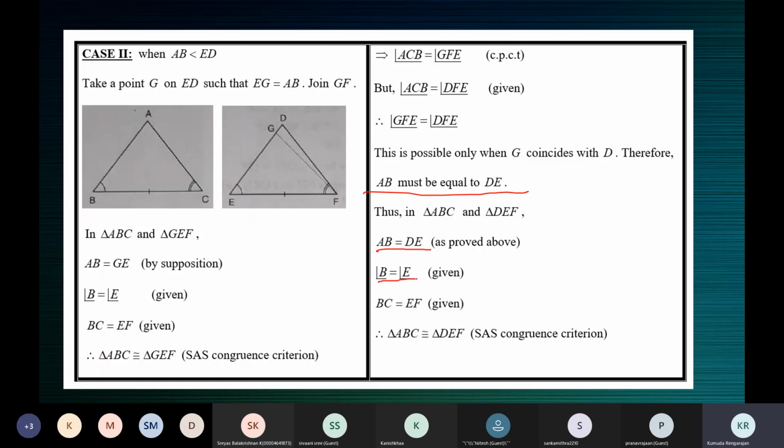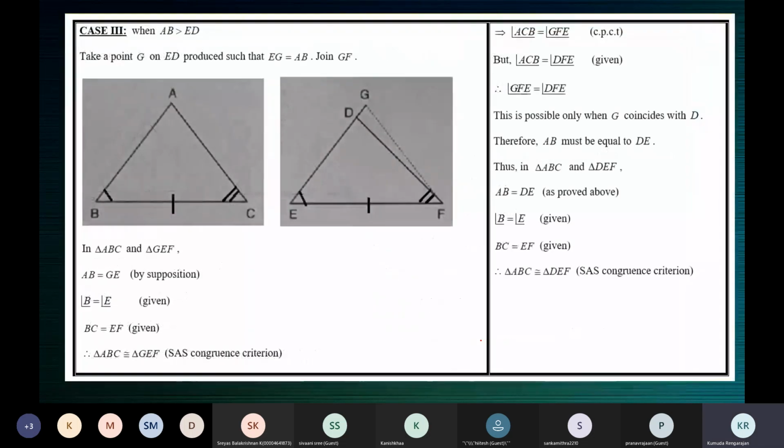Angle B is equal to angle E, that is known to us. And BC is equal to EF is also known to us. So the two triangles ABC and DEF are congruent by the SAS congruence criterion. I'll finish the third case also, exactly like the second case.